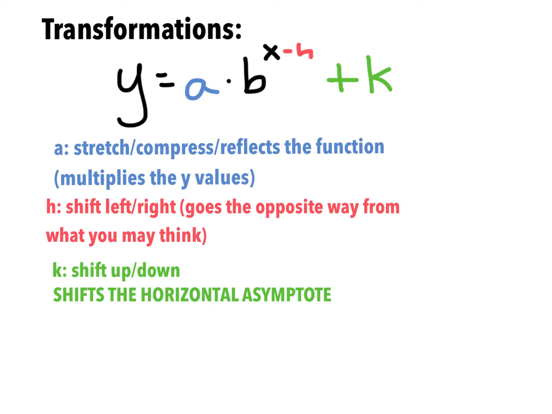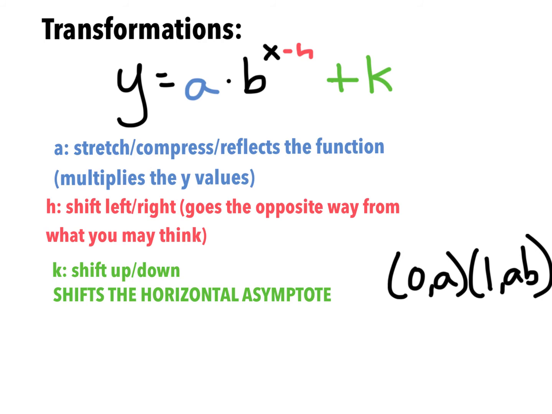Another thing, going back to a: if we have an a times our b, the first 2 points that we'll plot are no longer (0, 1) and (1, b), but rather we'll plot (0, a) and (1, ab). Because the a values multiply the y values, these are y values. So let's see some examples of these.